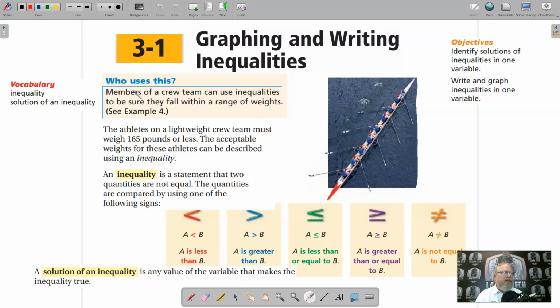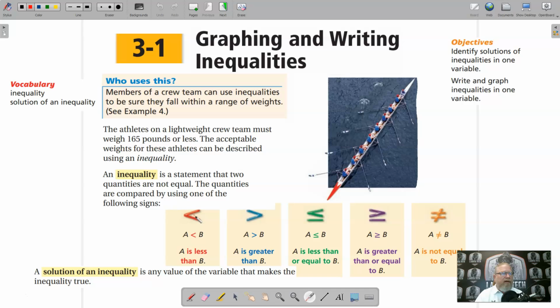So who uses this? Well, members of a crew team can use inequalities to be sure they fall within a range of weights, and we'll see that example in example 4. So the athletes on a lightweight crew team must weigh 165 pounds or less. The acceptable weights for these athletes can be described using an inequality. An inequality is a statement that two quantities are not equal. The quantities are compared by using one of the following signs.